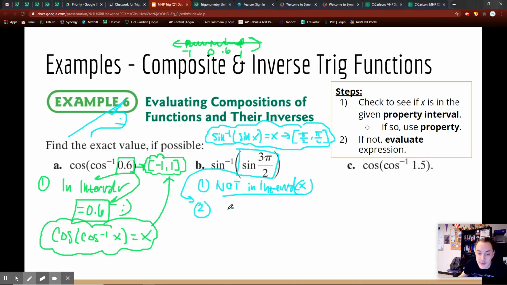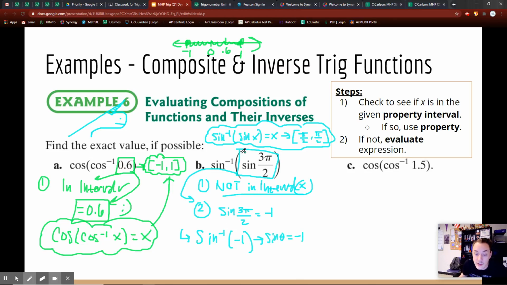What does that mean? I'm going to evaluate what's in parentheses. Okay. So that means I'm going to take sine of 3 pi all over 2. And what is that? Well, you just look at your unit circle. What's the y-coordinate? It's -1. Okay, so since it's -1, now when I am evaluating the interval, I'm saying now inverse sine of -1, which is the same thing as saying sine of theta equals -1.